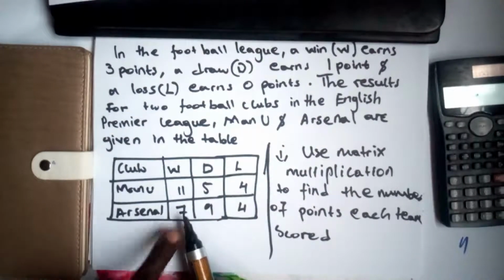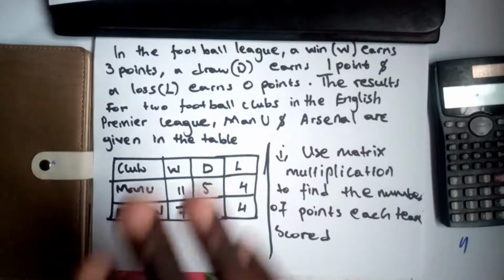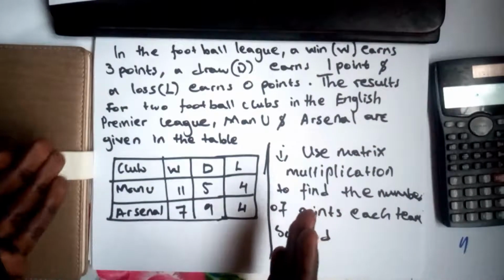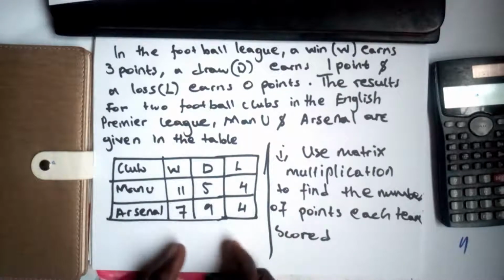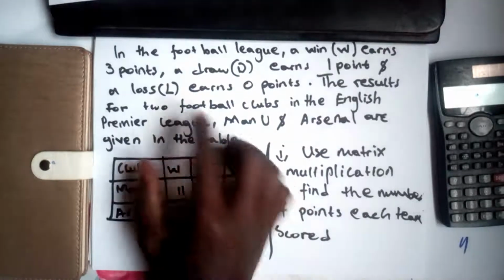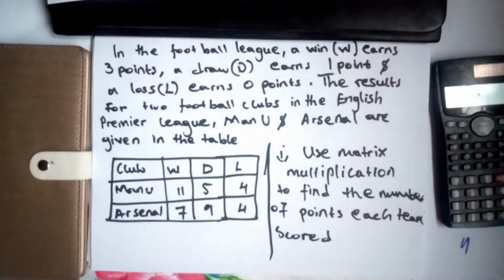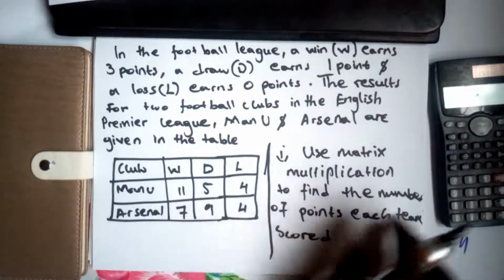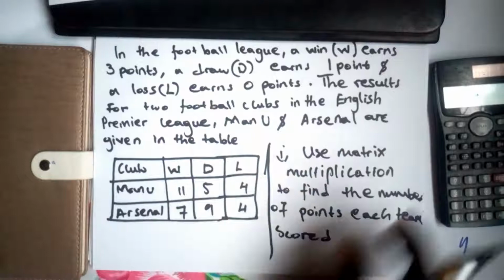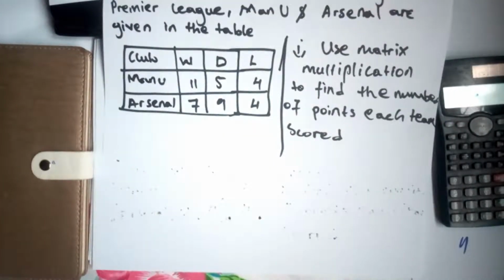Same applies to Arsenal, I do the same thing. But we can easily do this at once using matrix multiplication. So we are just going to form a matrix for the teams and their results. We also form a matrix which represents the points that each team will be earning. Allow me to put this one aside, though we shall be referring to it. So we need to form 2 matrices.